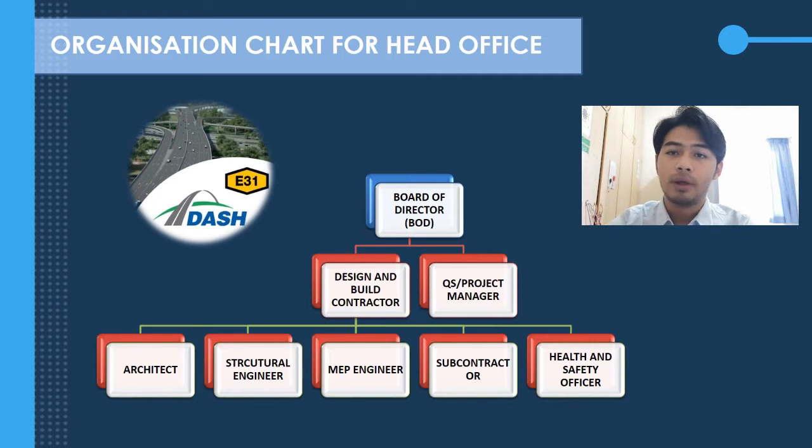To start off, we have the organizational chart for the head office, and at the top we have the board of directors or BOD. And below the BOD, we have the design and build contractors and QS as the project manager. And the lowest in the organizational chart, we have the architect, structural engineer, MEP engineers, subcontractors, and safety and health officer.